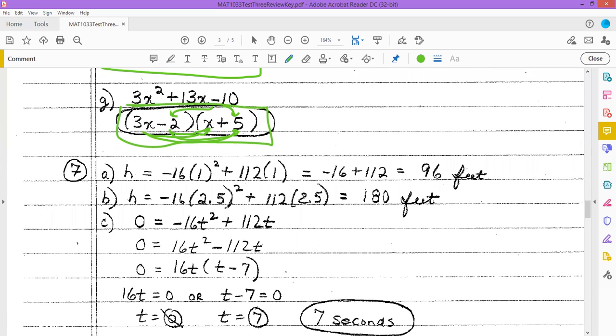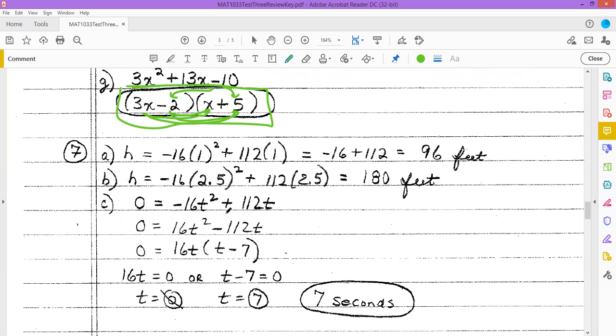All right, let's move on to number 7. In number 7, you're asked to find that height, and you're given this function. Everywhere you see your variable x, you're going to substitute the number 1. We want to know the height when we have that value of 1.